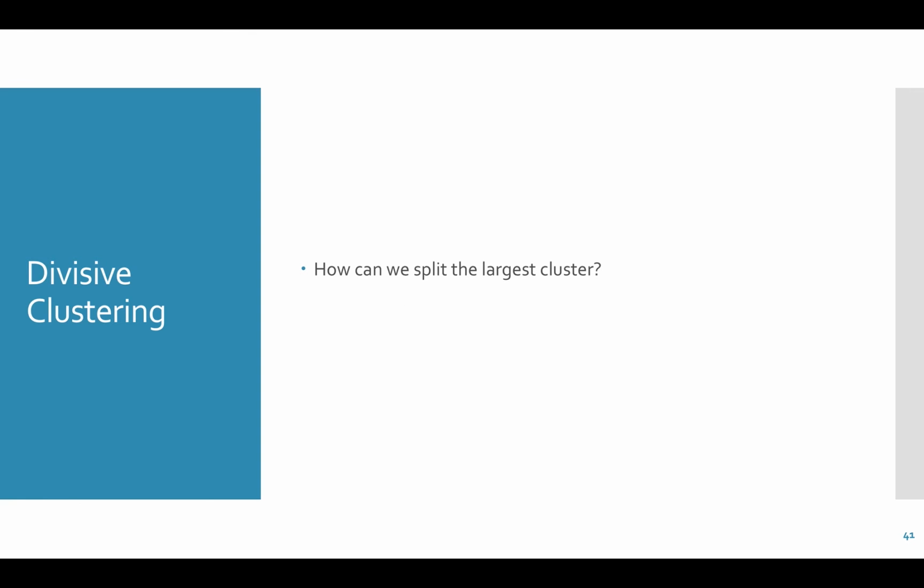So how do we actually split the largest cluster? Well, we use something that we've already learned, k-means. You can actually use another clustering algorithm to split the largest cluster. You can take the largest cluster and run k-means with k equals 2 on it, and then you suddenly have two clusters.